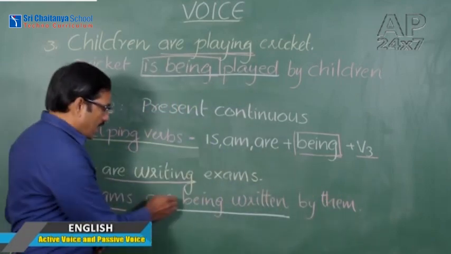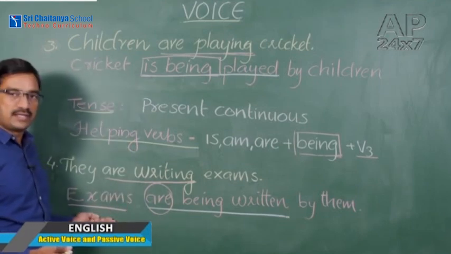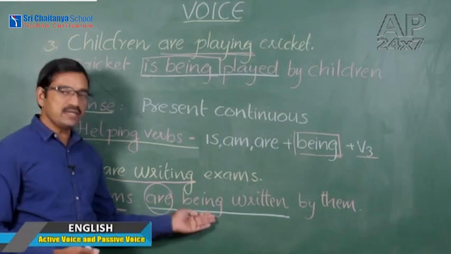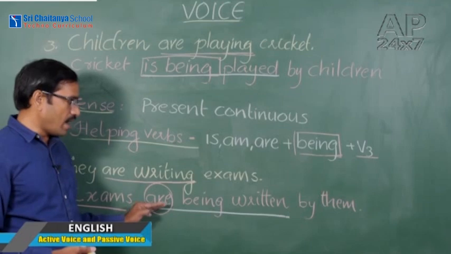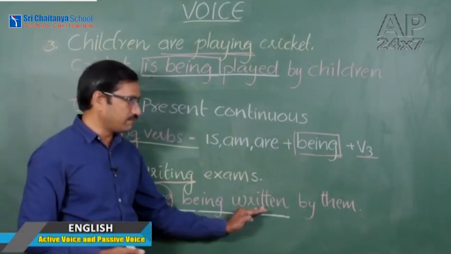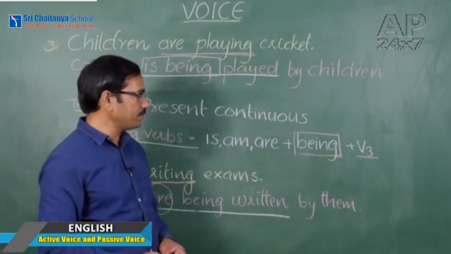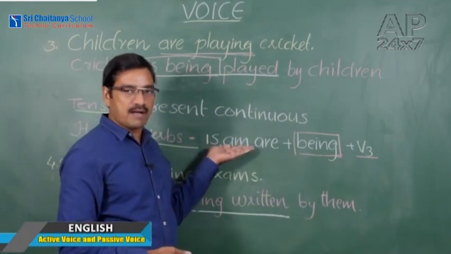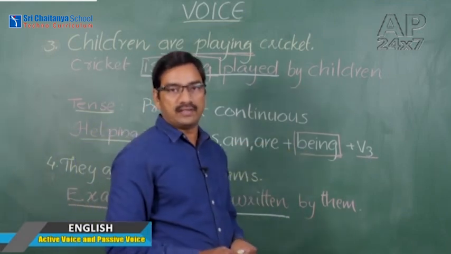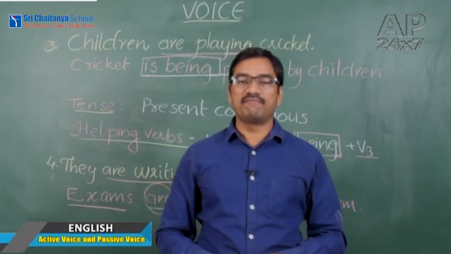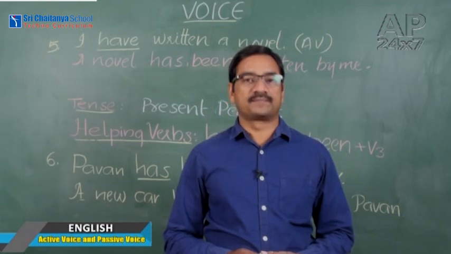Being written. Are, we have taken the helping verb are because the subject here is plural. Being we have taken because here we have an ing form of the verb. So are being written, the V3 form of the verb, by them. Exams are being written by them. So remember once again, the helping verb is are, along with being we have to introduce for the present continuous form of passive voice. We have another example now, present perfect tense.